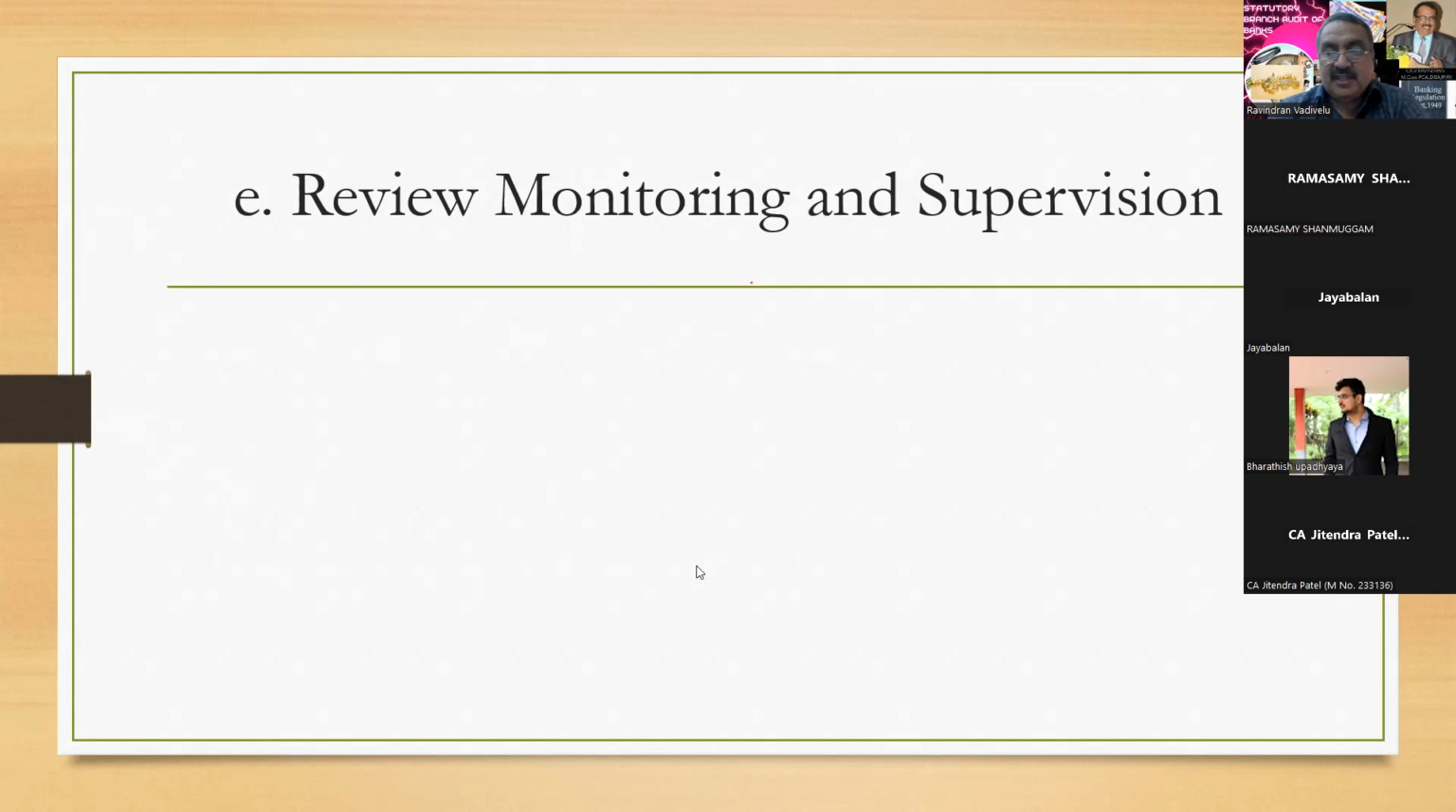Any different view other than this? Jaibalan sir said review is just temporary. We can tell review is for term loan and renewal is for cash credit loan. This is a basic difference. Review means you have to review the term loan. So every year you have to review the loan.